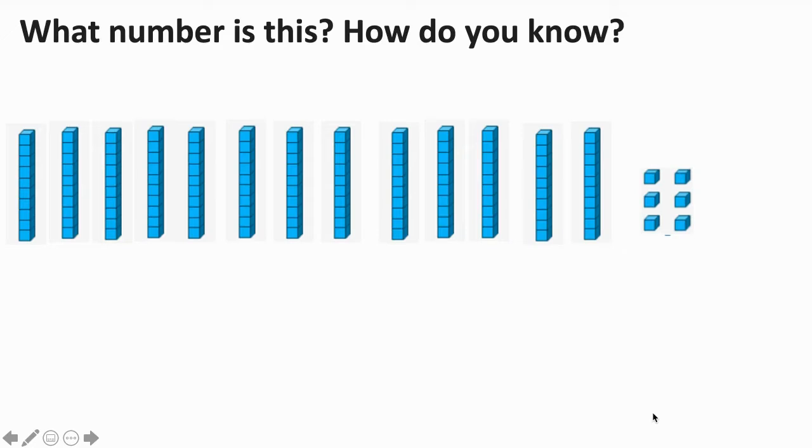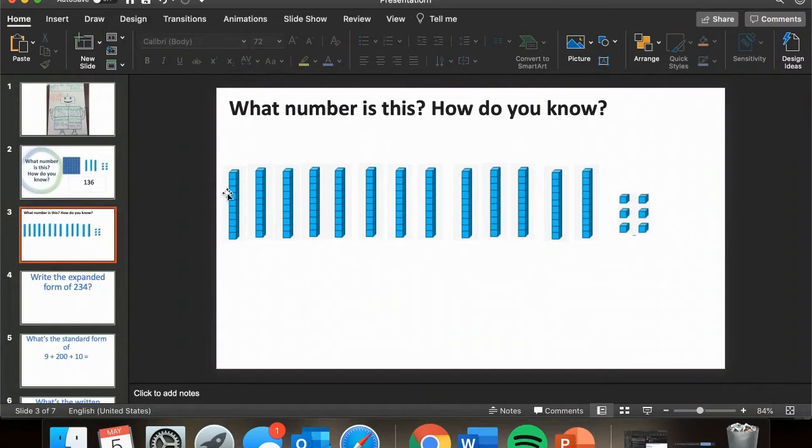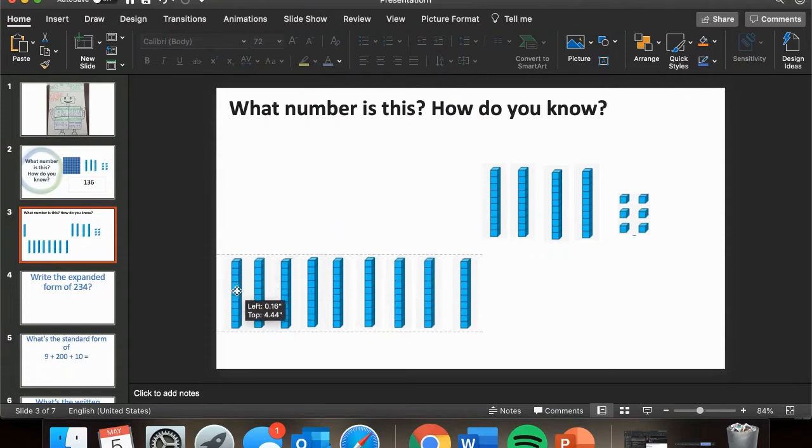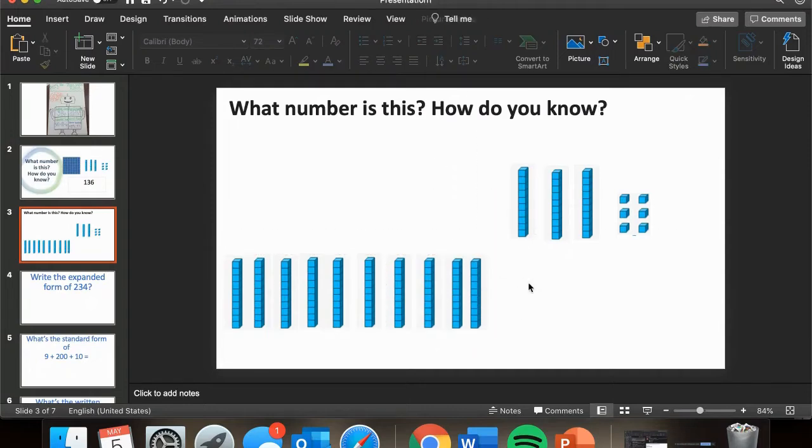So now, what number is this? How do you know? Well, let's count it up. We have 10, 20, 30, 40, 50, 60, 70, 80, 90, 100. Right here is 100. Okay, so we're going to take these and make 100. Okay, so we're saying, all right, all these 10 tens are now a 100 block. Okay, imagine you squish them all together and they're now a 100 block. Okay, and that one too, sorry.